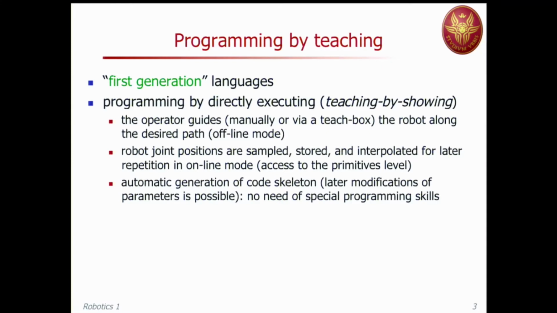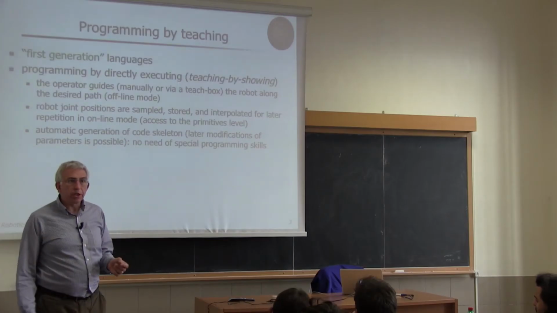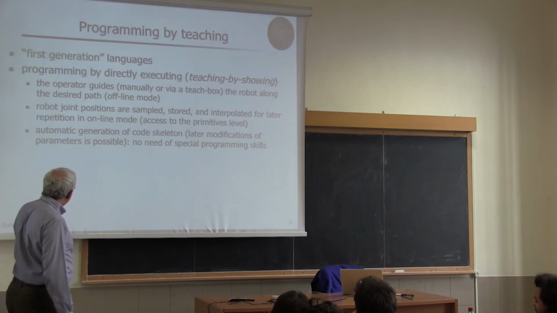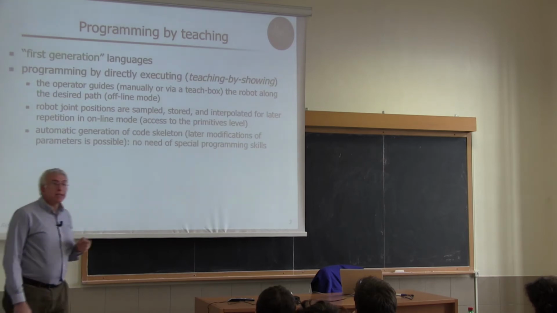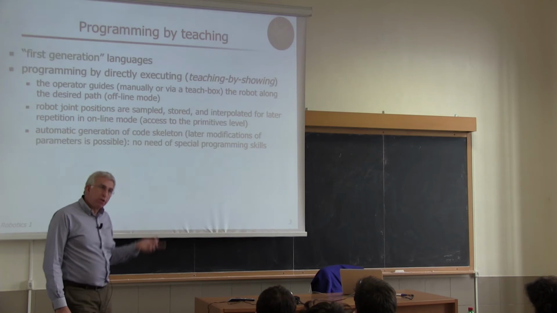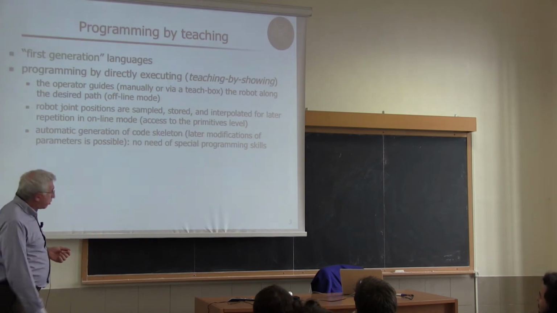So this was programming by directly executing the task, at least in some clean situation, before the objects were coming into the industrial process. The operator guides the robot manually or via a teach box along some desired path or a sequence of nodes. When we are satisfied with the configuration that the robot has reached, we sample and store this configuration, and then may specify later how we would like to go from one configuration to the next one that we have taught to the robot.